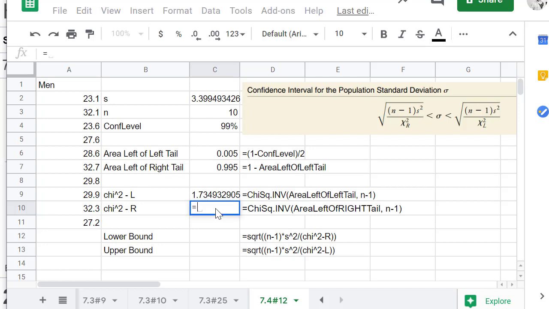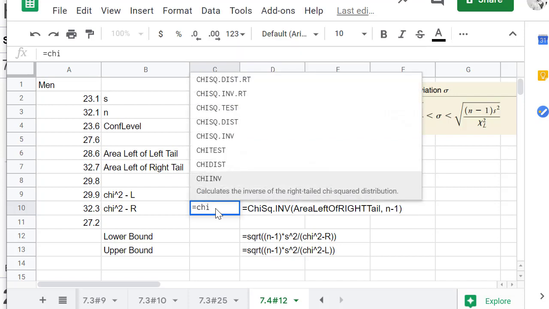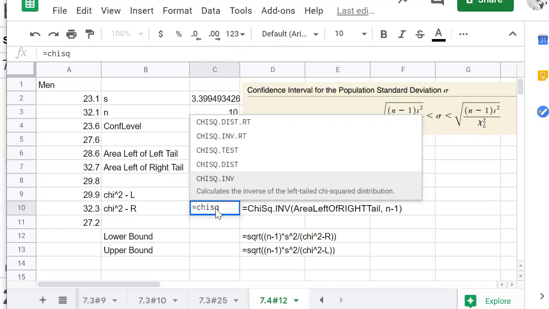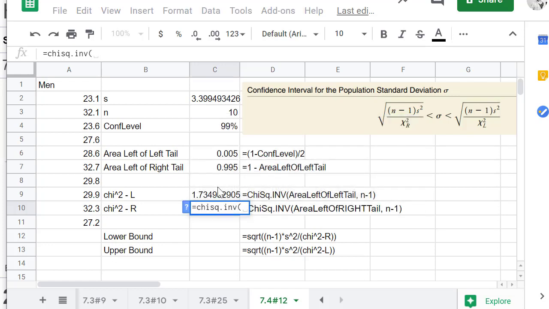Now to get our next one, we use the same CHISQ.INV. And this time the area to the left of the right critical value is a bigger number, 0.995. So I'll click on that, and then we have n minus 1, so that's 9.